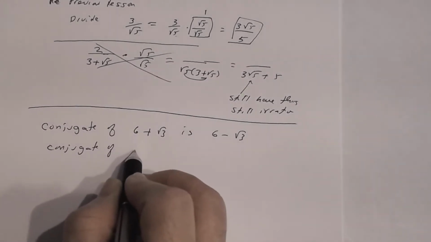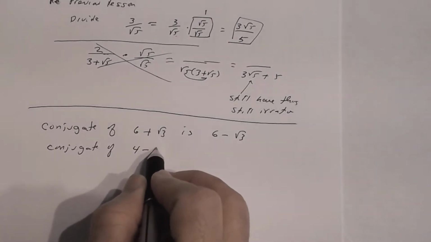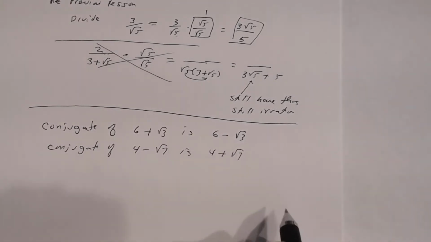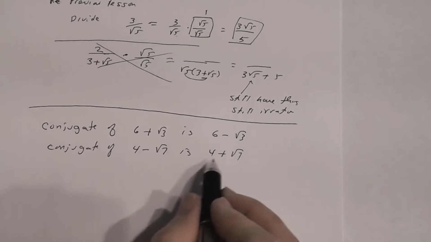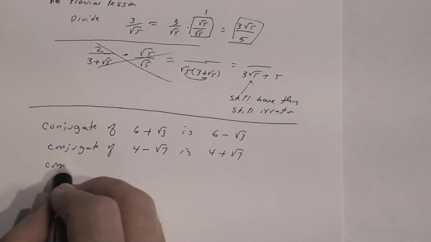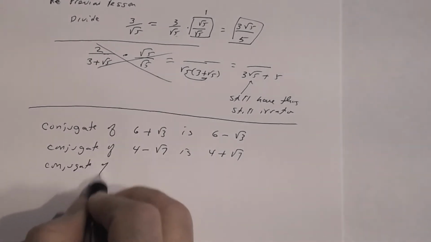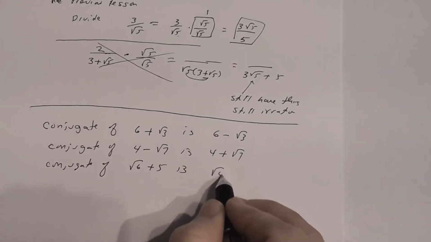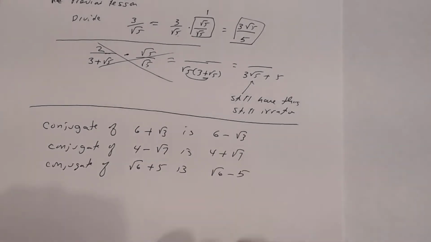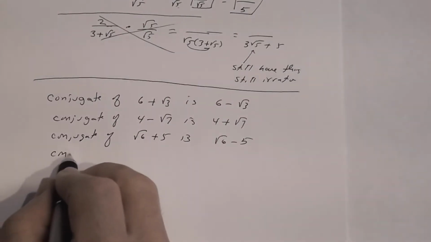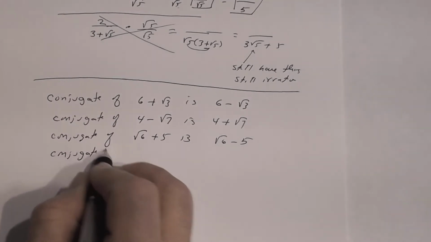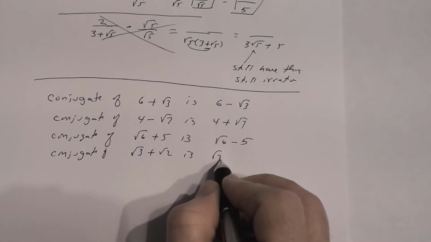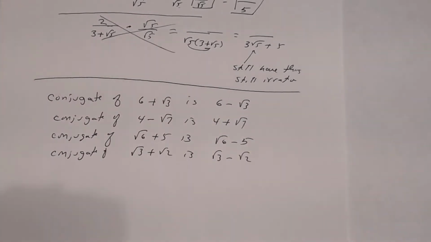For example, the conjugate of 4 minus the square root of 7 is 4 plus the square root of 7. You see, all you do is change the sign in the middle. The conjugate of, let's say, the square root of 6 plus 5 is the square root of 6 minus 5. See the pattern? The conjugate of the square root of 3 plus the square root of 2 is the square root of 3 minus the square root of 2. So you notice the pattern, right?